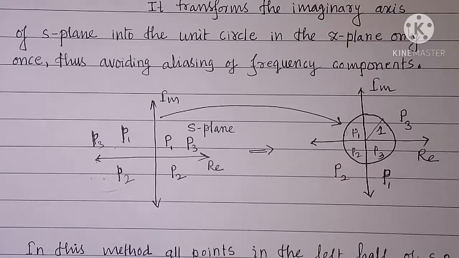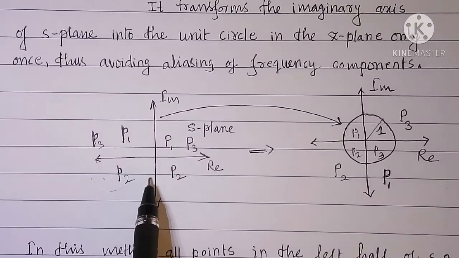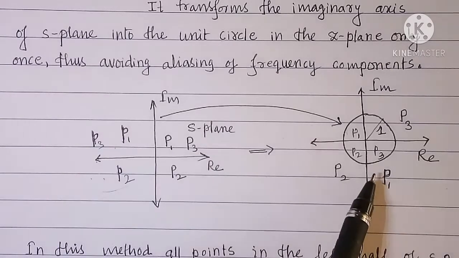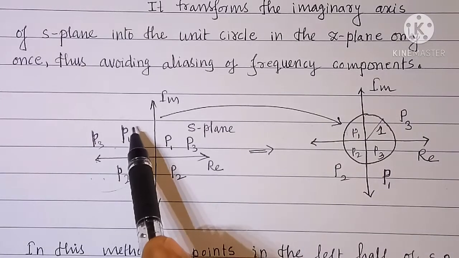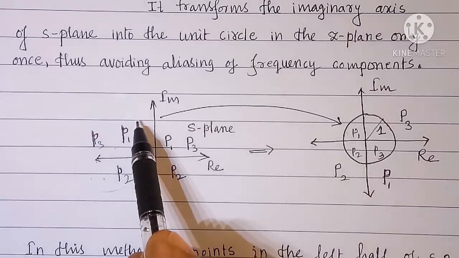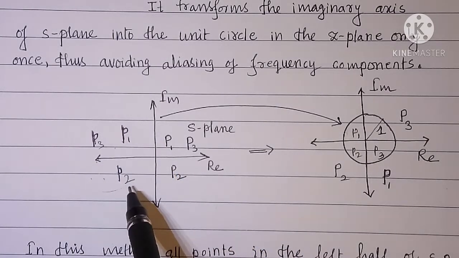Which means that a stable analog filter in the analog domain will be transformed to a stable digital filter by bilinear transformation, because we know that the poles on the left hand side of the S plane contribute for stability.